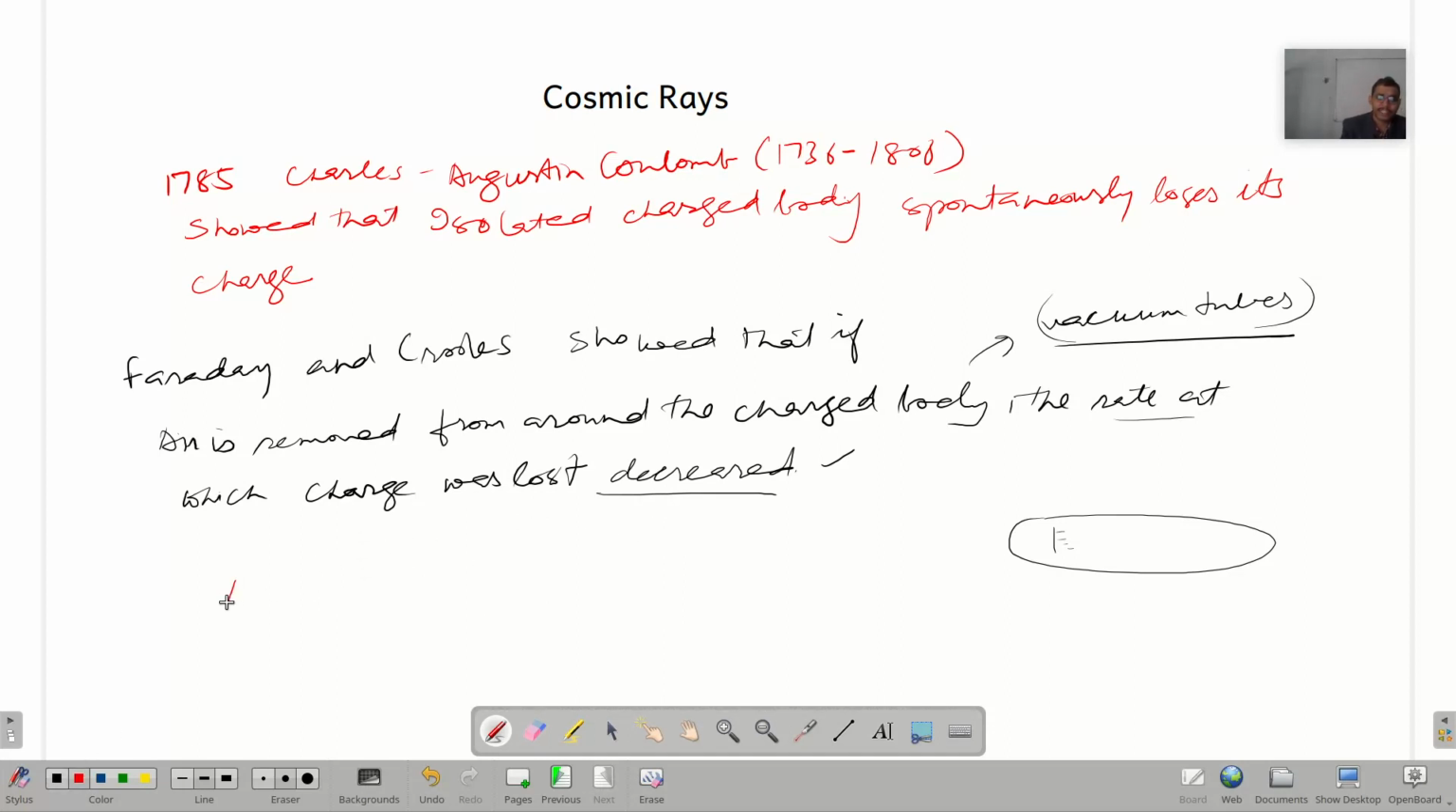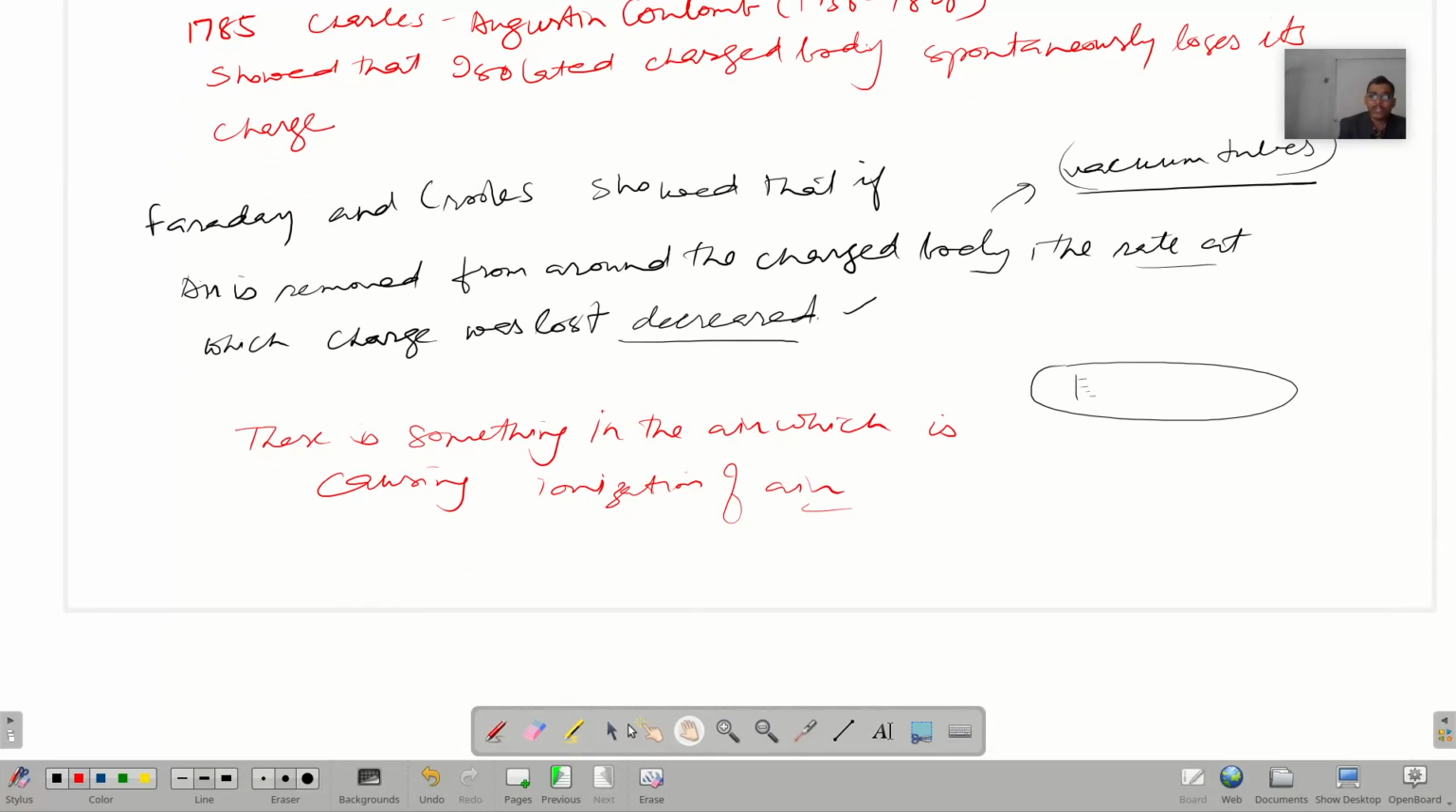This suggests that there is something in the air which is causing ionization of air. But we do not know what it is that is causing it, and experimentalists cannot control it.